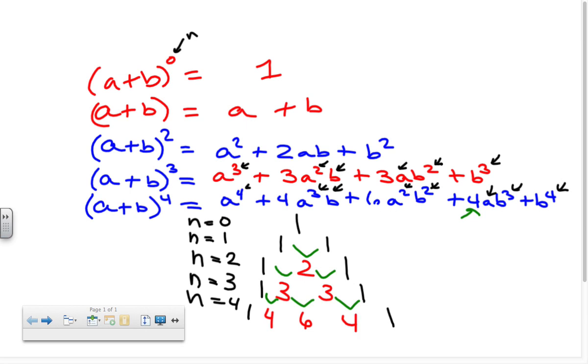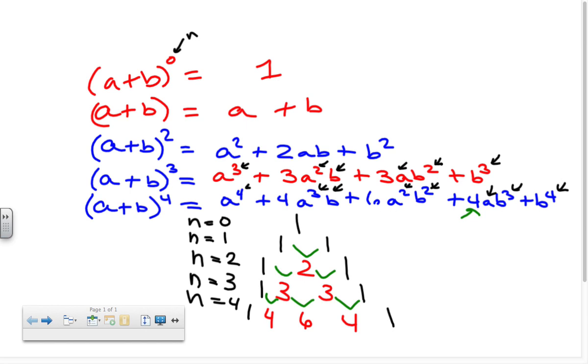Alright, are you seeing how we're doing this? We are adding the terms up to get the next cycle. Now you'll notice with each one, n equals 0, there's 1 term, n equals 1, there's 2. N equals 2, there's 3 terms, n equals 3, there's 4 terms. Alright, there's actually one more term. Ones are on the outside, you add your terms up in the middle to get the middle terms.